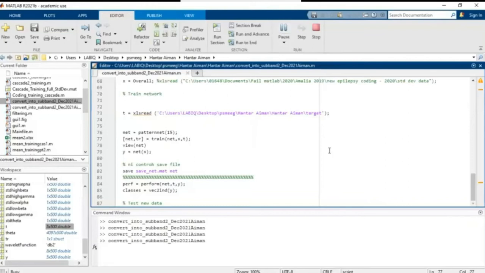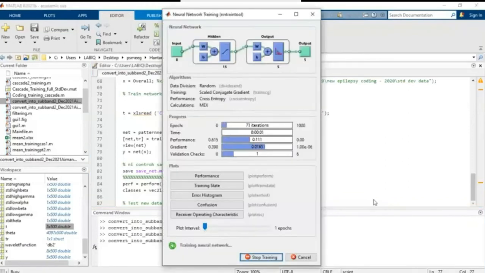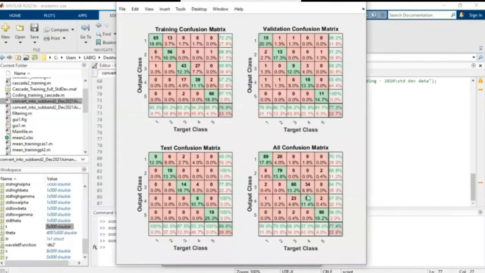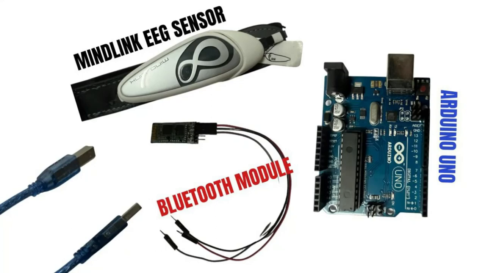Next, MATLAB is run and the neural network toolbox pops up. The data is trained and the confusion matrix is plotted. The data needs to be trained many times in order to get the best overall result accuracy due to initial conditions and sampling. This is the hardware used in this project.